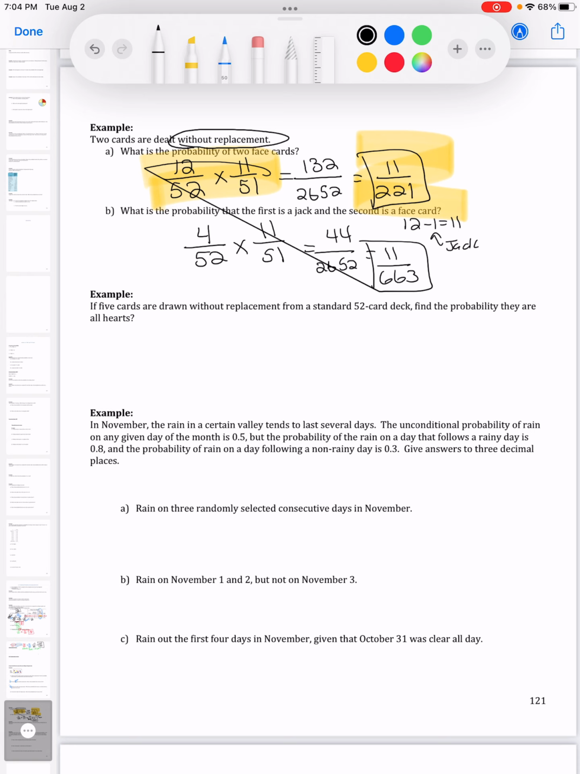The next one's very similar. We're going to do another card, so go ahead and hit pause, try this next one out, and then you can come back when you're ready.